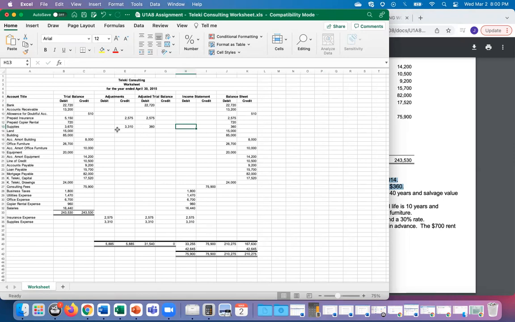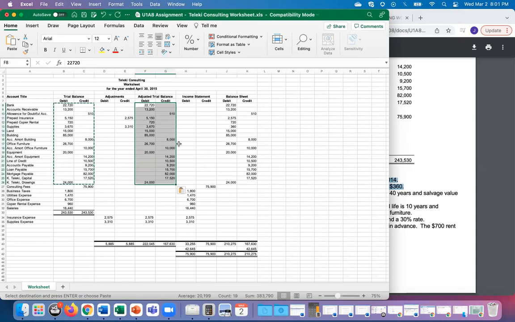Probably the fastest way to do this would be to just grab these numbers, copy and paste them into this part. This would be before you've done the worksheet. If you've already done it, then you don't want to do that because it'll wipe out all the work you've done. But if you haven't started it yet, the easiest way would just be to copy and paste it into these sections and then change the numbers for the accounts that have been adjusted. But anyway, your worksheet should look a lot fuller than mine, but basically this is what it looks like somewhat when you'll be done with it.